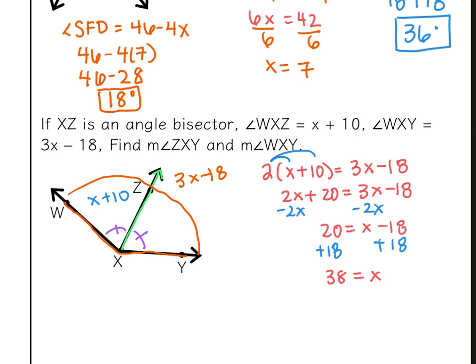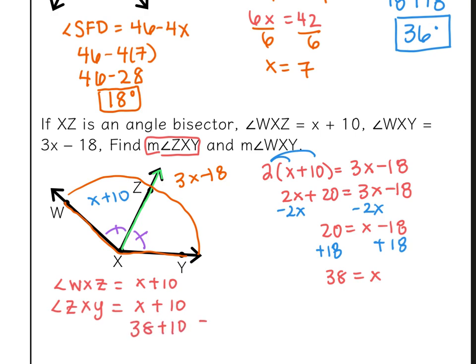And then we're asked to find our two missing angles that we don't have. So WXZ we know is exactly the same as ZXY. Remember? We said at the beginning, these two angles are congruent. So if I find WXZ, then I'm going to find ZXY. So angle WXZ is x plus 10. That means that angle ZXY is also x plus 10. Our x is 38. So ZXY is going to equal 48 degrees.